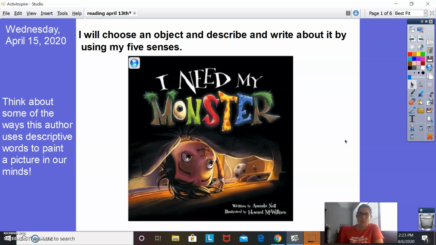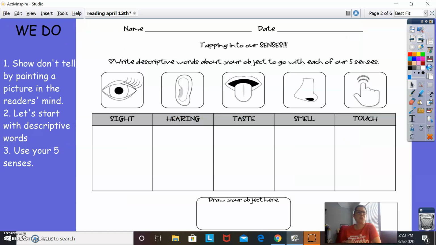So the reason I wanted to start off with this book is to show you how authors use descriptive words to paint pictures in our mind and how it makes the story more enjoyable. It paints pictures in our head. It makes the story fun to listen to and to read. Your job, guys, is going to be to use your 5 senses to describe an object. And I'm going to show you how we do that. We don't just tell, we paint a picture in the reader's mind, and we do that by using descriptive words and using our 5 senses to help us do that.